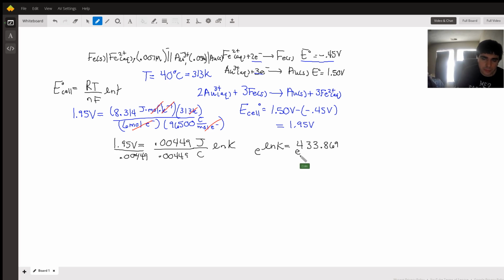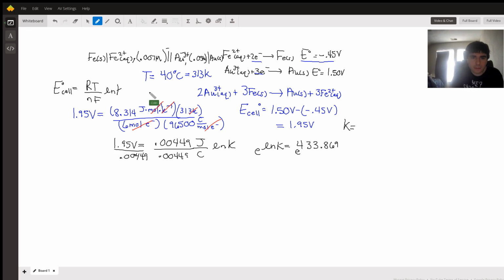Now, in order to get rid of this ln, you need to know how to do that. So we take e to the power of both sides. K is going to be a massive number. In fact, my calculator doesn't give me a value. So that's how we do this.